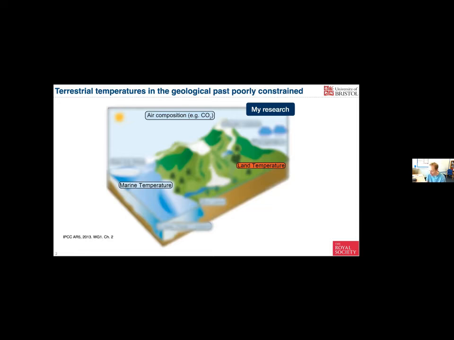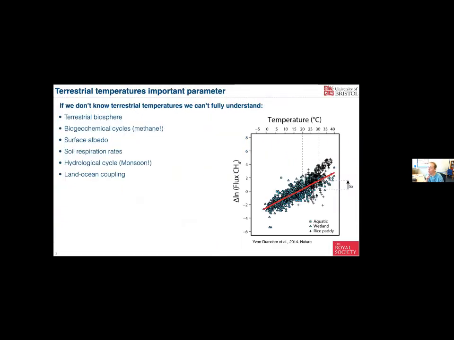maybe it's not important. But actually terrestrial temperatures are very important and they control some key aspects of Earth's climate system. Think, for example, about the terrestrial biosphere. Temperature has an influence on that. You think about biogeochemical cycles. So here on the right-hand side in this graph, you see temperature on the x-axis versus the flux of methane out of wetlands and rice paddies on the y-axis.